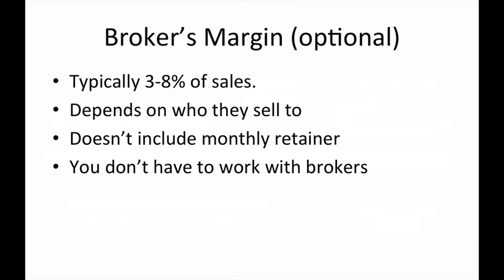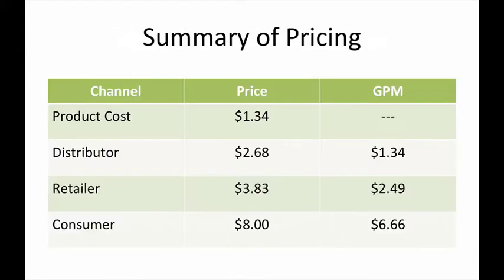And just to mention real quick, broker's margin, as I mentioned in the last class, it's typically 3 to 8% of sales. Depends on who they sell to. And that doesn't include the monthly retainer. When you're starting up with a food broker, you can pay anywhere from $300 up to $3,000 a month to retain a food broker, depending on the accounts they go after. And again, you don't have to work with food brokers. I personally don't work with them right now as of this recording, but you can work with them to help get into a larger retail landscape.